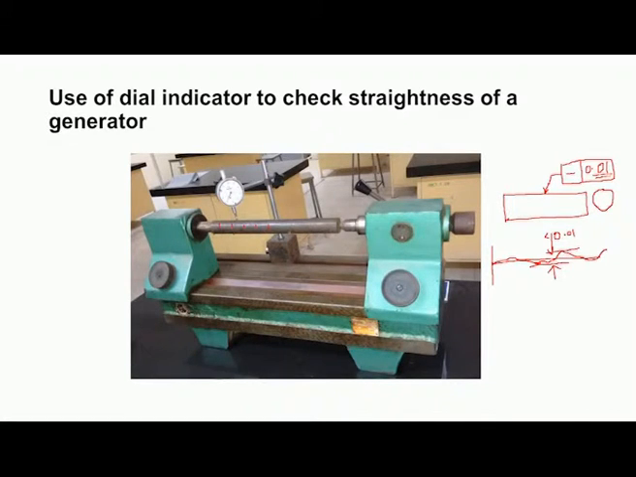So, similarly we can conduct this experiment on many generators. We have to rotate the workpiece specimen, and at different angles we should take the reading, and if in all the angular positions the error is less than the specified value, then we say the cylinder is straight.